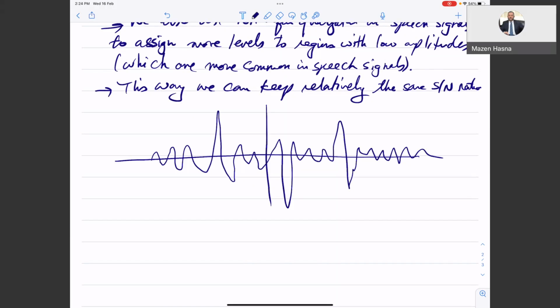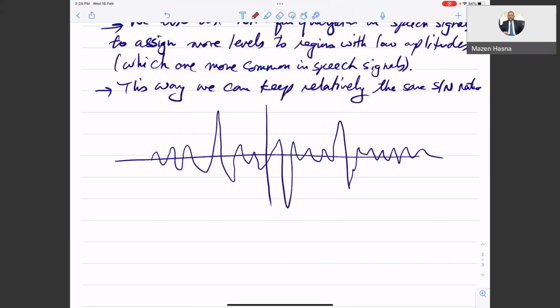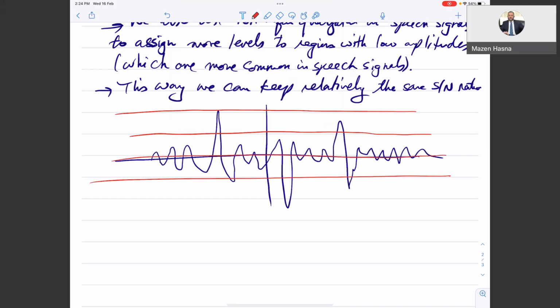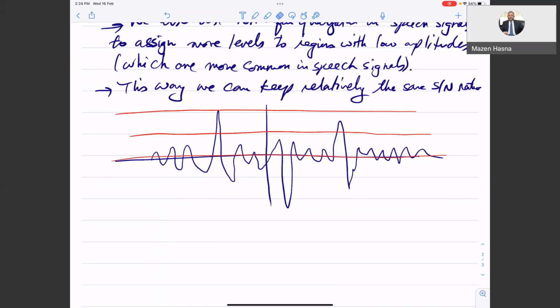So now if you use uniform levels, so assume that, let's do very, very simple levels. Maybe I should not have done this. Sorry. Let's do it again. So I have something like this.